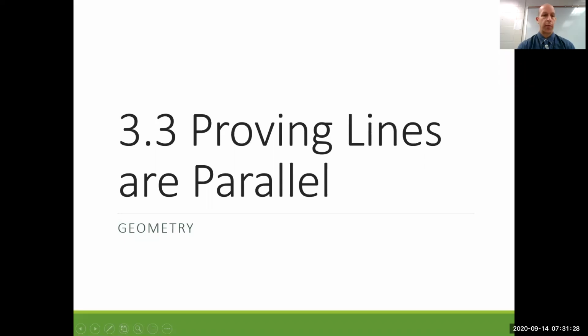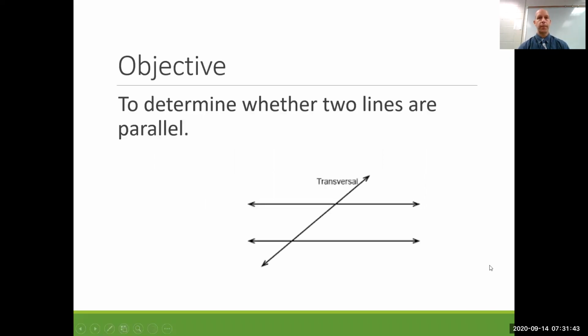Today we're going to look at section 3.3, which is on proving lines are parallel. And I want to make a promise before I start this video: I promise this video will not be as long as the last one. I know the last video was quite long, and I apologize for that. Sometimes it just takes time to get through some of that material. So this one will be shorter.